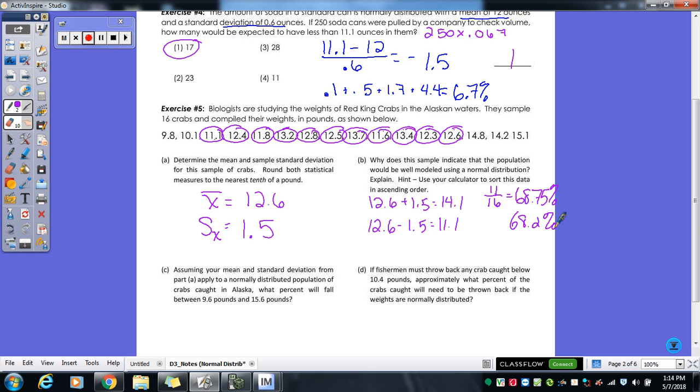That was from our normal bell curve. We already added up one standard deviation on the front. It was 68.2. So 68.75 and 68.2, those are close enough, so we can say that it is. So our expected percent is almost the same.